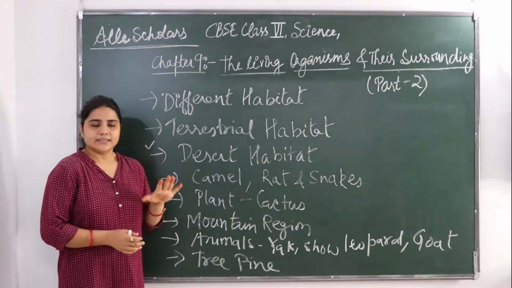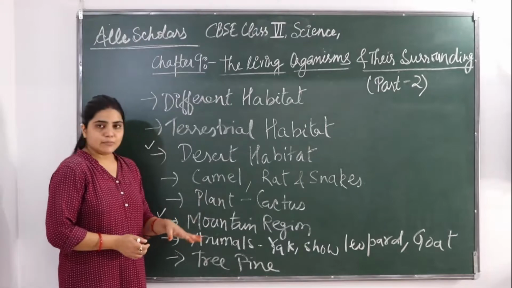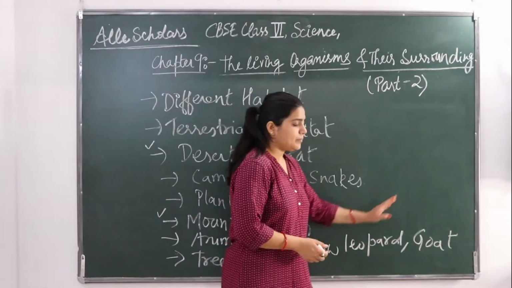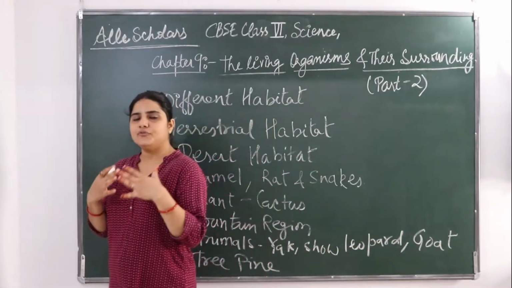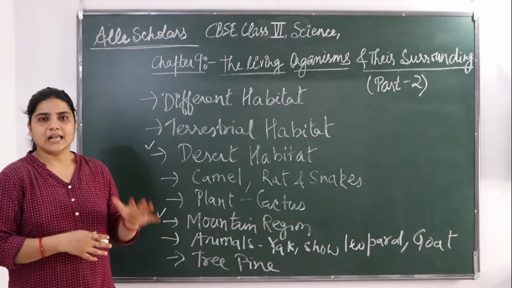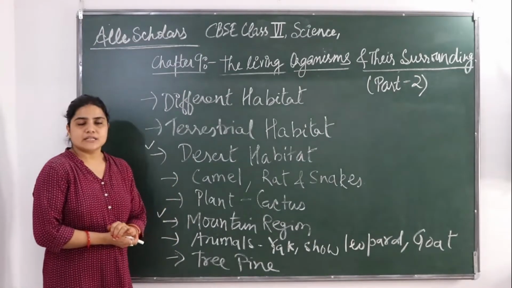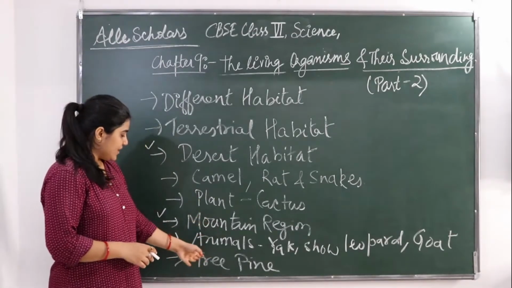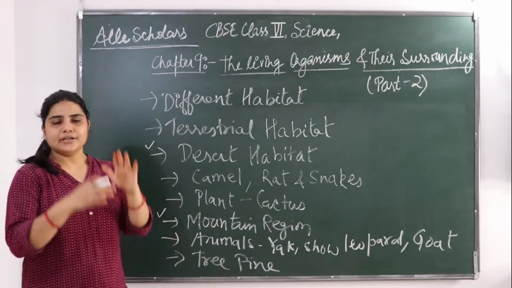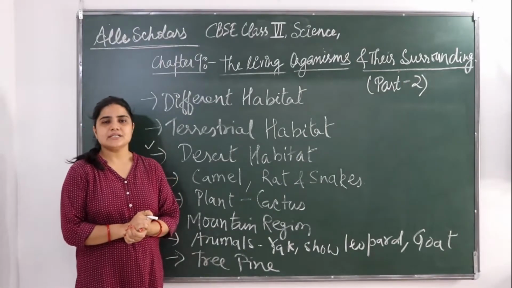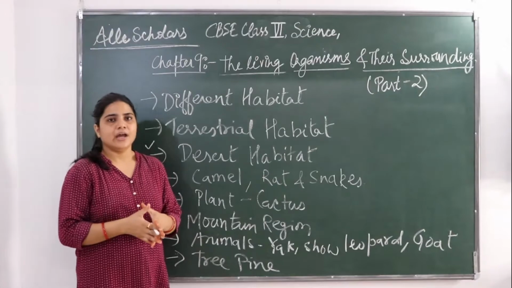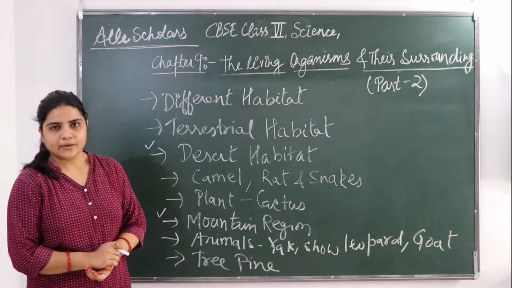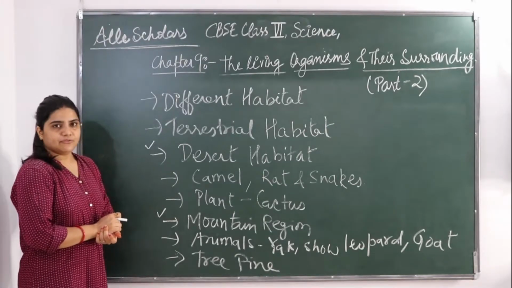to a desert area. Next we will see the mountain region, in which among animals we will be discussing yak, snow leopard and goat, how their thick skin and furry body full of hair help them defend themselves from the cold of the mountain region. Then among trees we will discuss the pine tree, how it is shaped like a cone, which helps it slide off the snow and rain water. So this is all which we are going to discuss today in part 2 of my video.